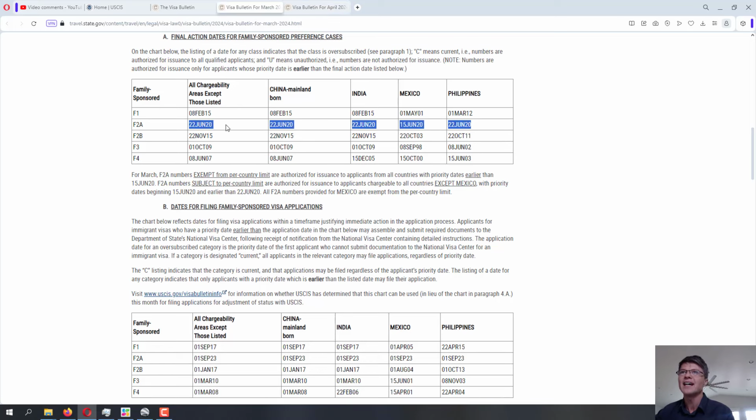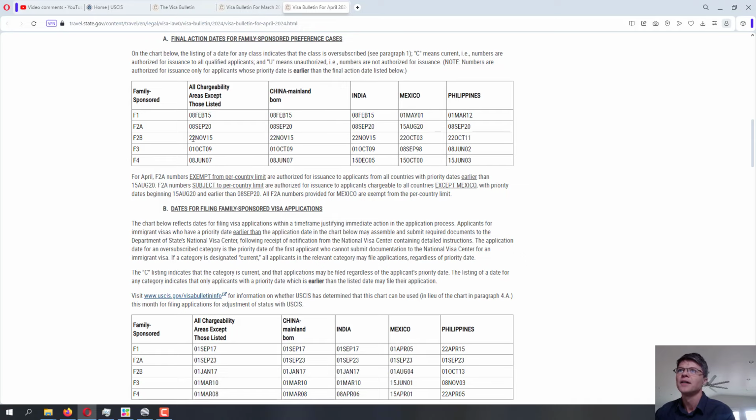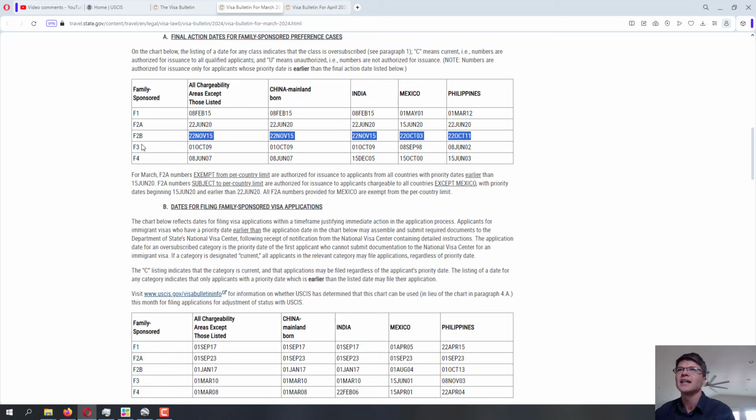Let's move on to the F2B. I'm gonna highlight this one here. This is March 2024, and I'm gonna highlight April 2024. So let's see what's going on with F2B.